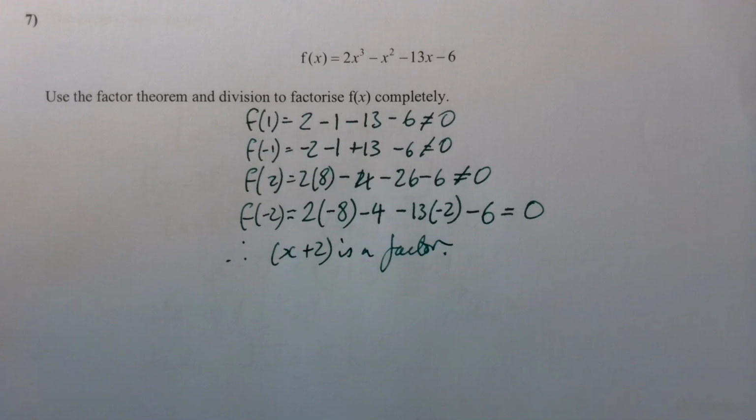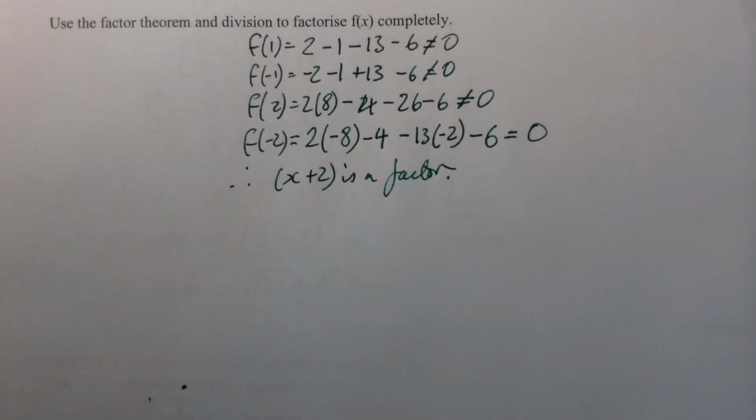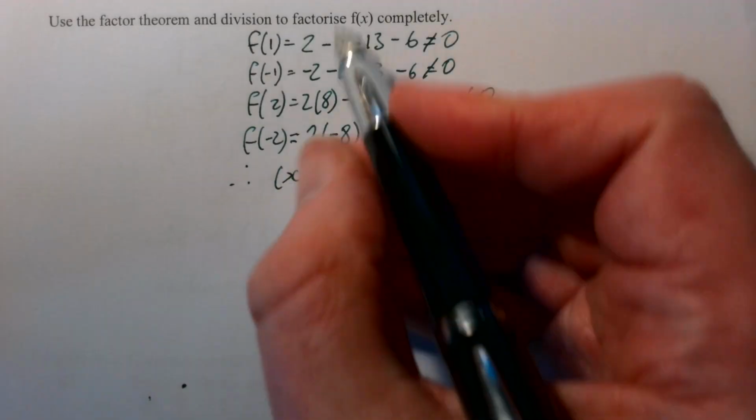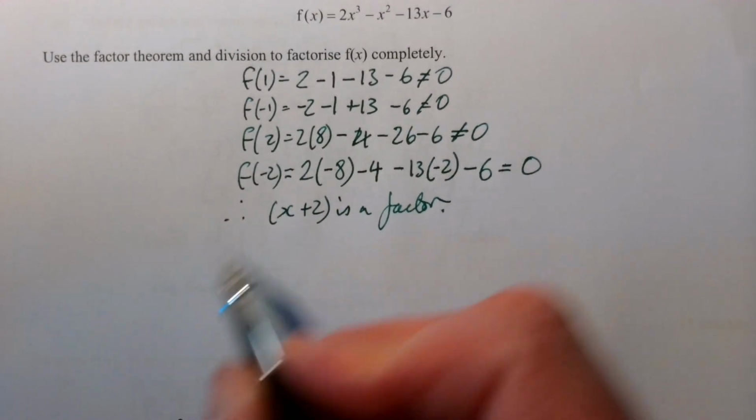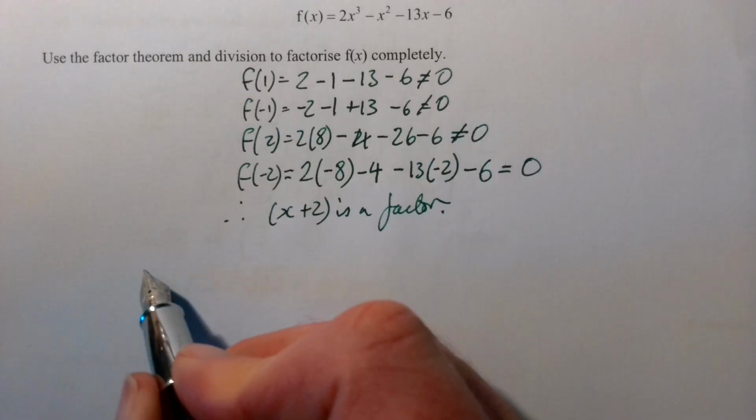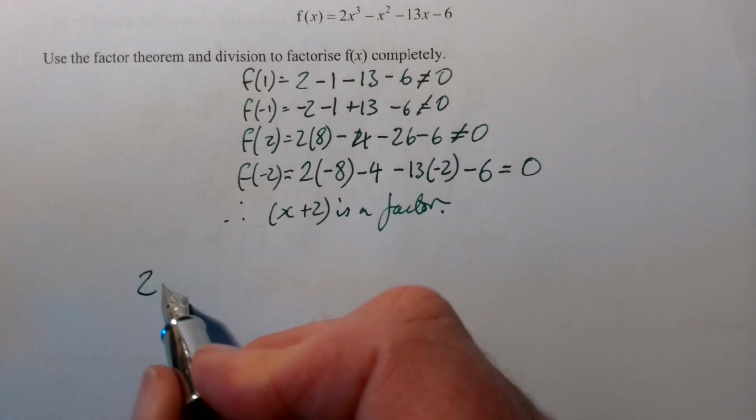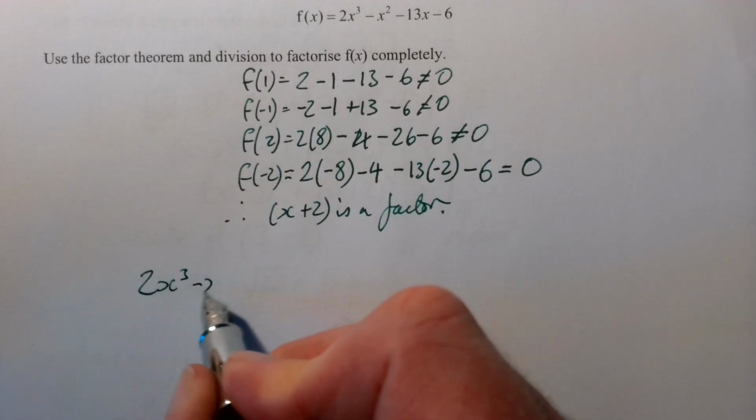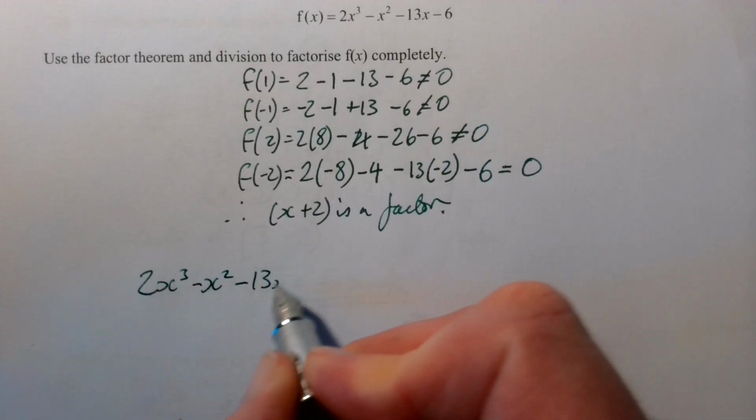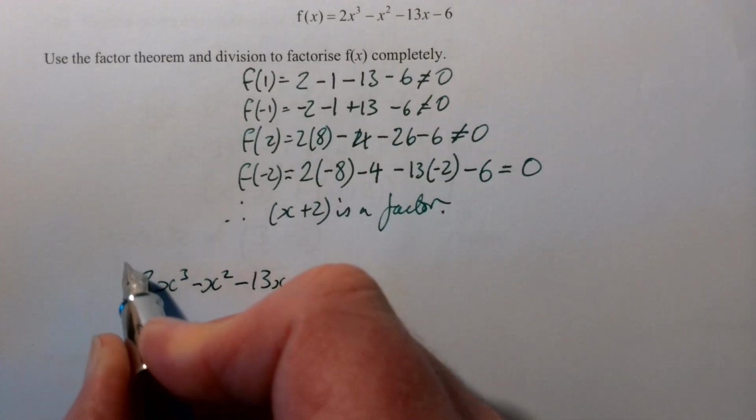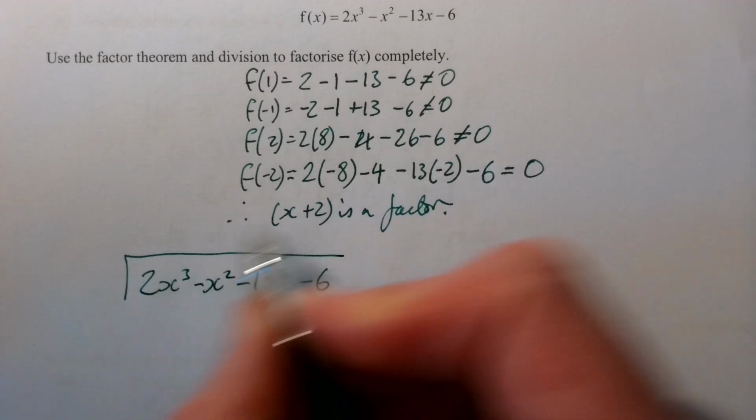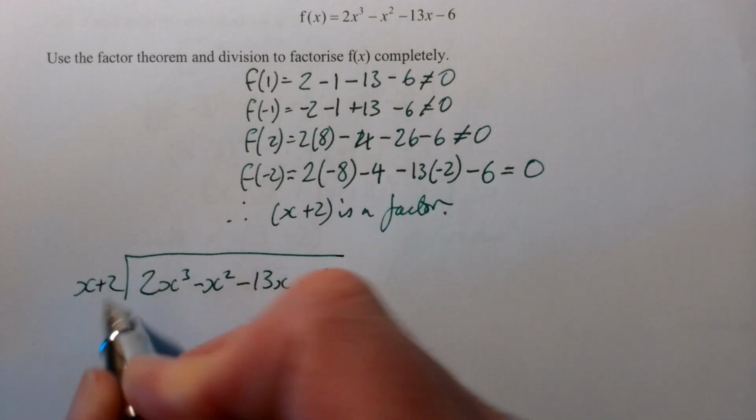Then, you might have found a different one. You might have found putting +3 in there got you 0, because x minus 3 is another factor. Anyway, now that we've got that, we need to write down our whole expression again, with a little bit of a space above it. 2x cubed minus x squared, take 13x, take 6. And then I'm going to divide x plus 2 into that.